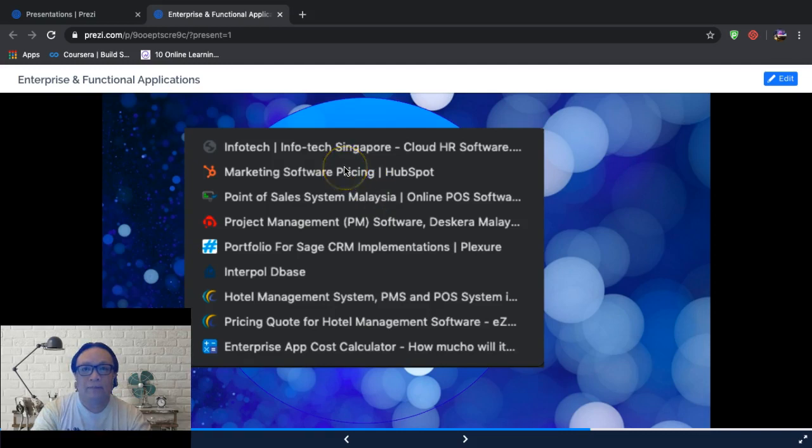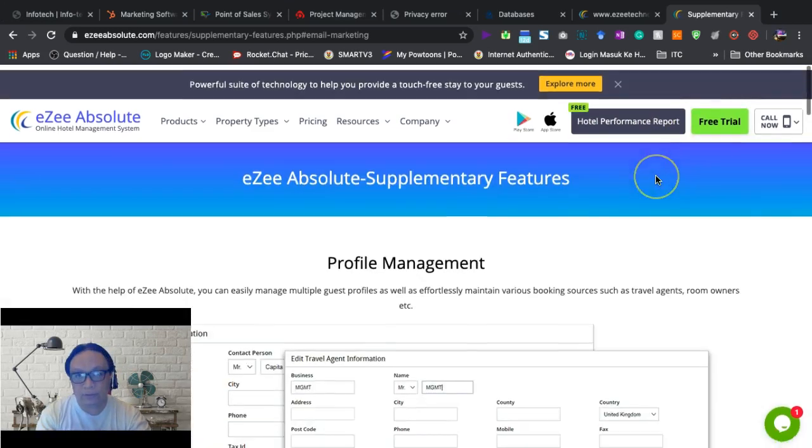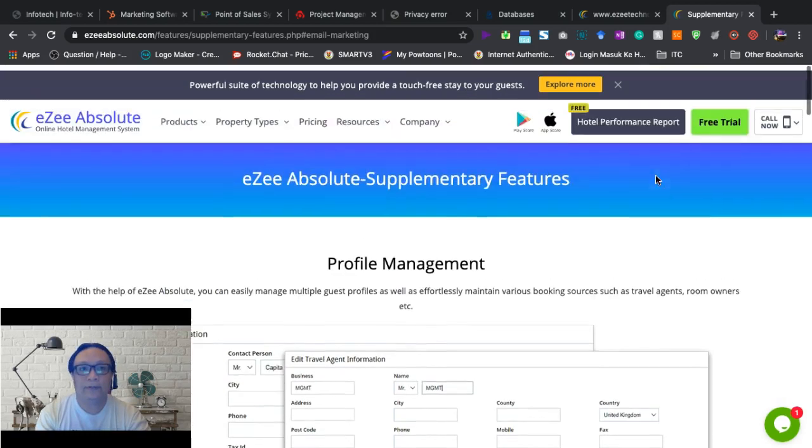examples of enterprise applications, functional applications offered by businesses all over the internet. Okay, they are local companies and international companies. The ones that I've screenshotted over here, I suggest you check if you want to know more about what they are offering. But for this video, I'm just going to review quickly what they offer.